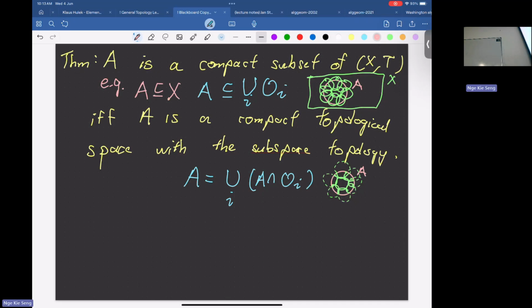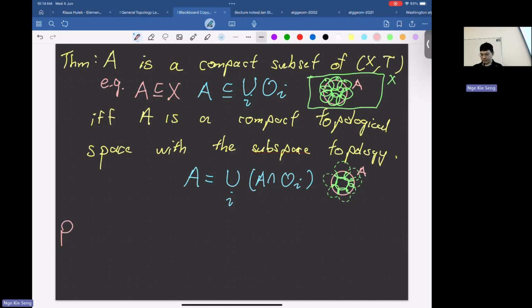What do you mean by there's no closed here? We're just talking about compact. Closed here would mean that A is a closed subset of a topological space if and only if A is a closed topological space with subspace topology. This is not true, right? Last time we saw that.